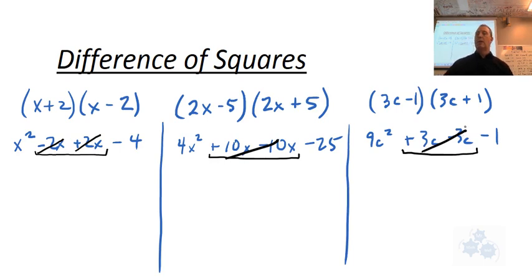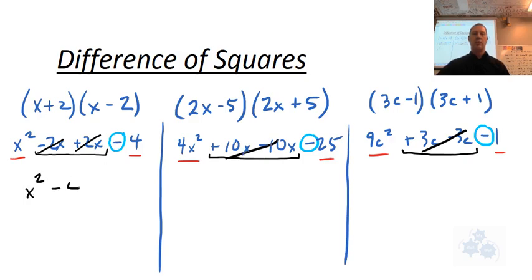So they're actually gone. And the other thing you might notice is that this first term is a perfect square, this last term is a perfect square, this is a perfect square, that's a perfect square. And the third thing you might notice is that the last term always has a negative sign. Always. For each of these three, and it happens for other examples like this as well. So what that turns out to be is x squared minus 4. Over here, this ends up to be 4x squared minus 25. And over here, 9c squared minus 1.